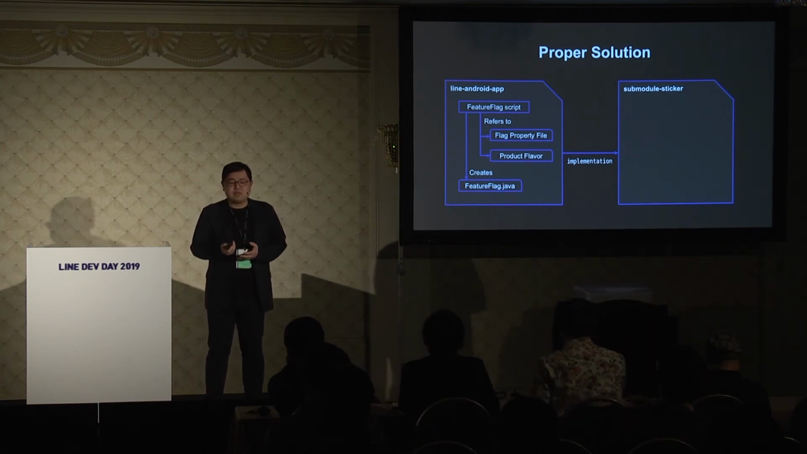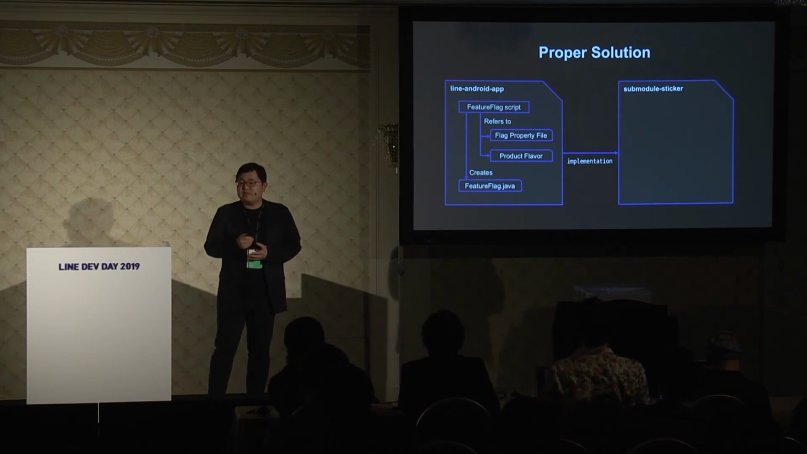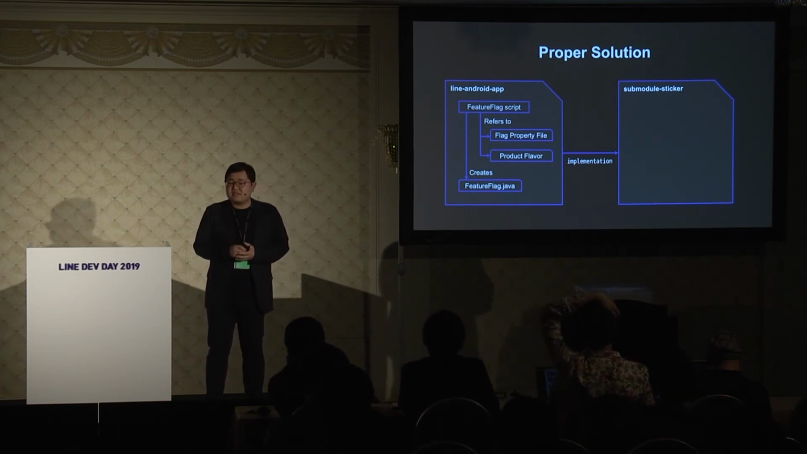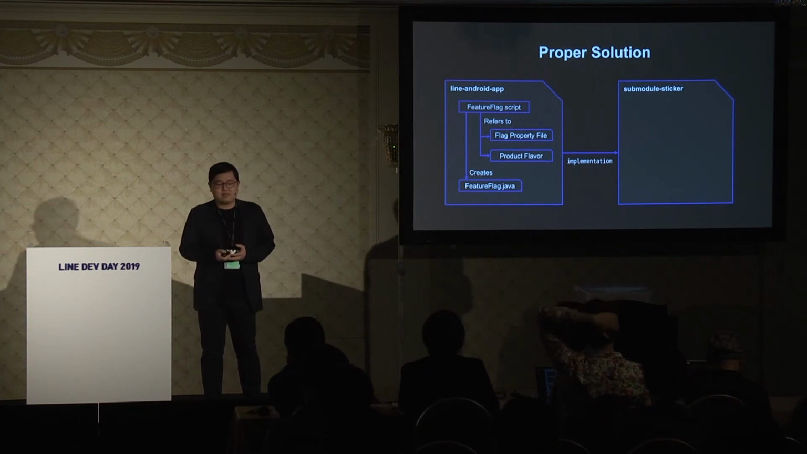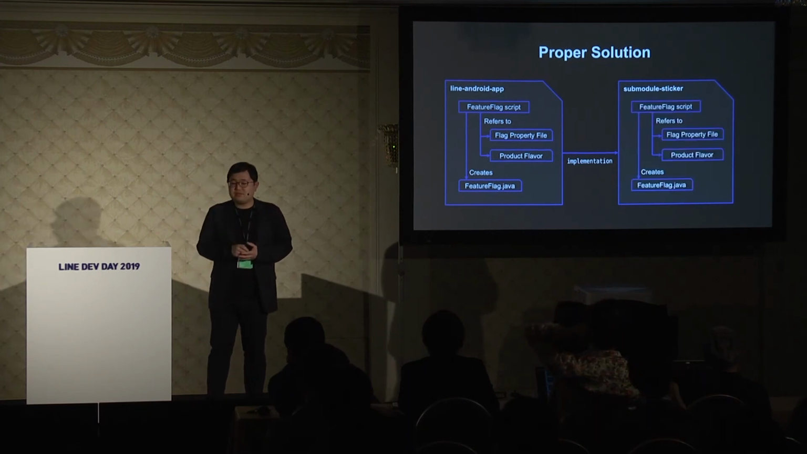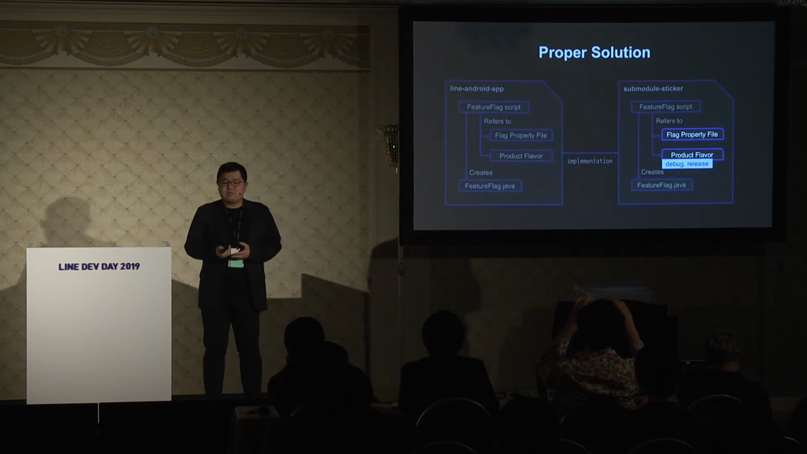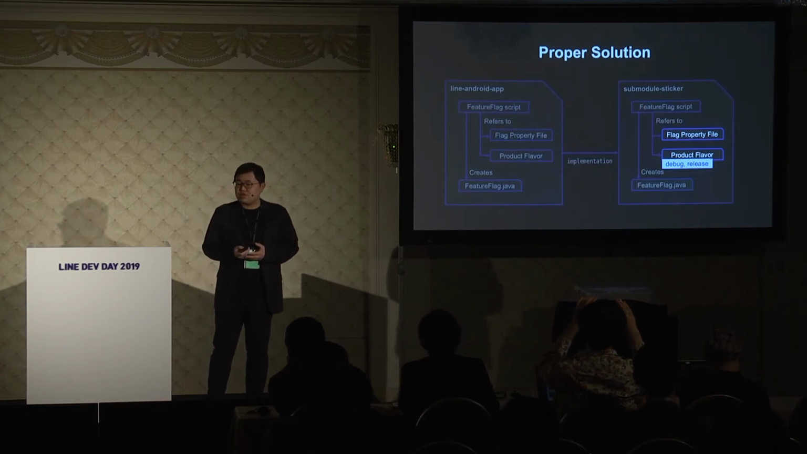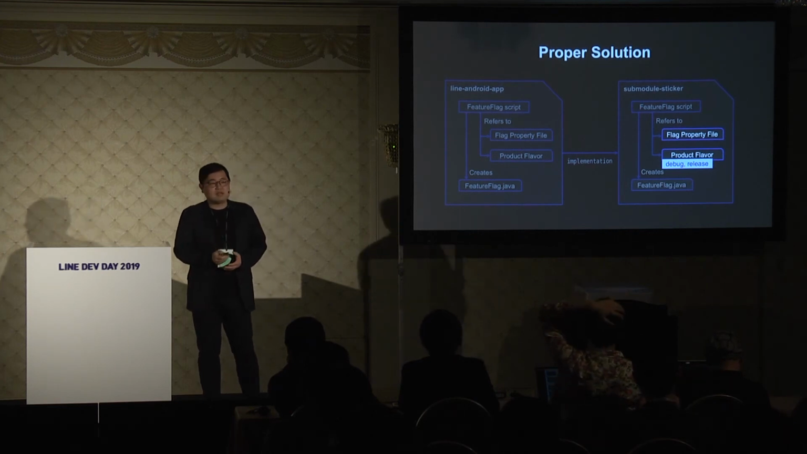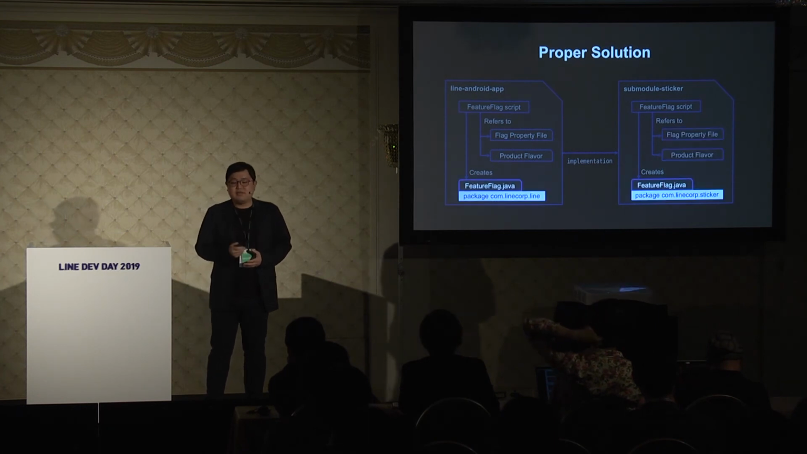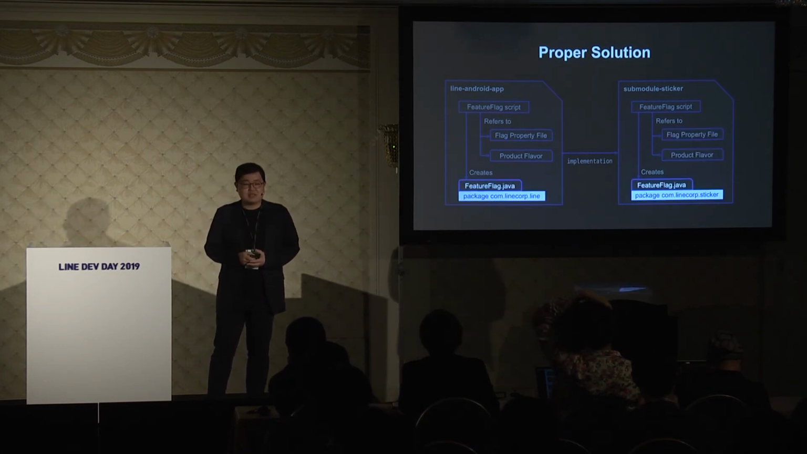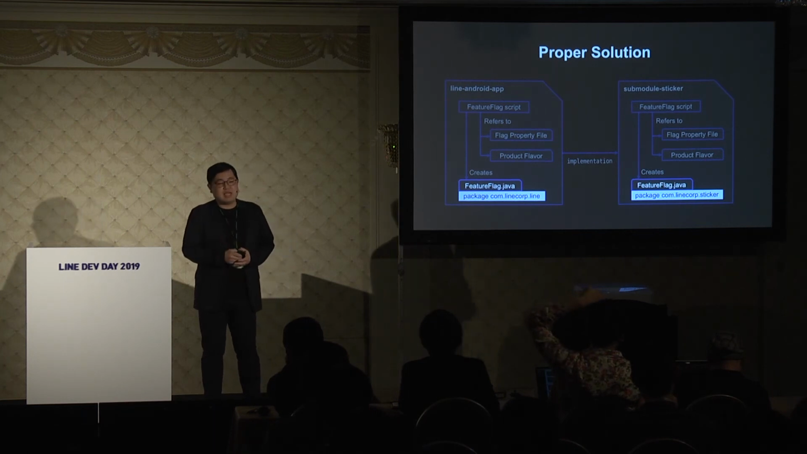So there is no major change to the app module, product flavor and the property file. We create the feature flag value and then write it in the feature flag class. On the submodule, same as the app module, we have the same configuration. So the submodule has its own property file. If necessary, we add the product flavor. And for the feature flag, where we write in the feature flag value, we give it a separate package name.